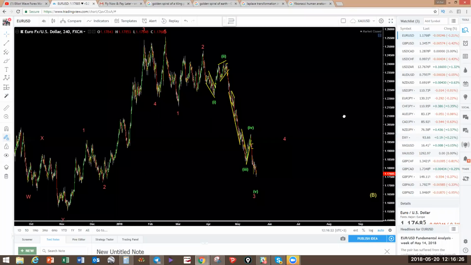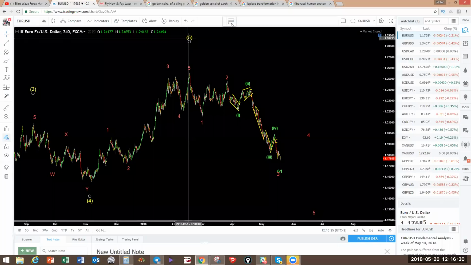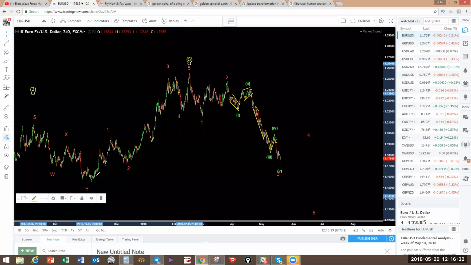Only that it's in the opposite direction. So similarly here, this is your wave 5. 1, 2, 3, 4, truncated 5th. And now you start a move down. From the move down, you've got 1, 2, 3. Correction.